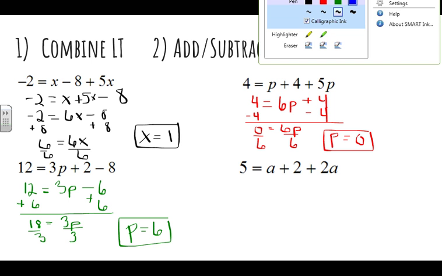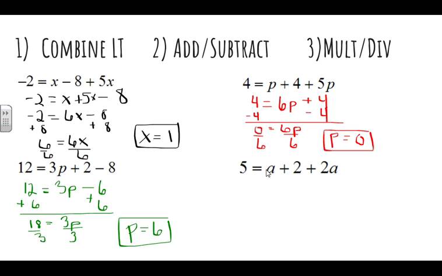All right, and let's do the last problem here. 5 equals a plus 2 plus 2a. The a's are like terms, so if I combine them, I would get 3a. So 5 equals 3a plus 2. All right, now I'm going to subtract 2 from both sides of my equal sign to get that 3 equals 3a. Divide both sides by 3. I would get that a equals 1.